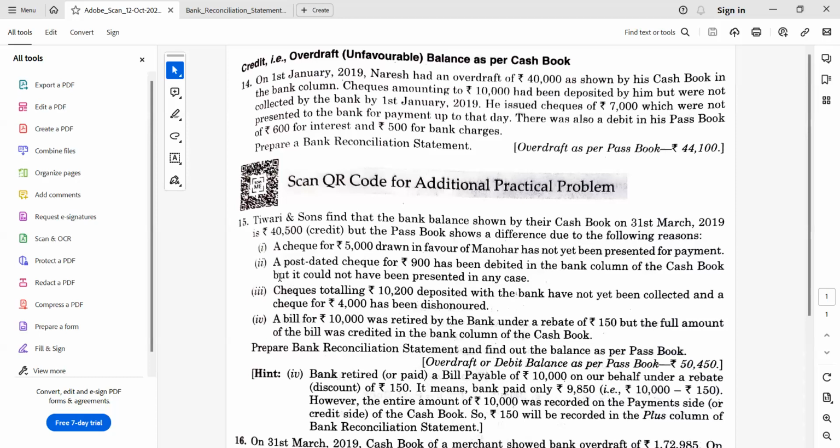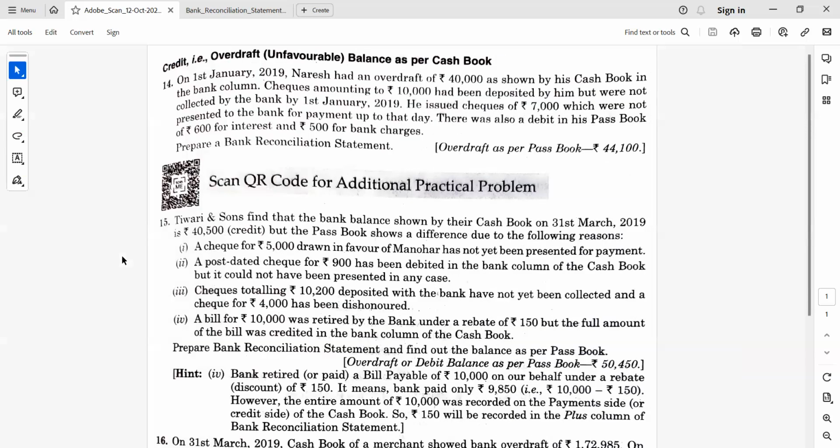Next. Checks amounting to rupees 10,000 had been deposited by him but were not collected by the bank by 1st January 2019. He issued checks for rupees 7,000 which were not presented to the bank for payment up to that day. There was also a debit in his passbook of rupees 6,000 for interest and rupees 500 for bank charges. Okay, so this is our question.